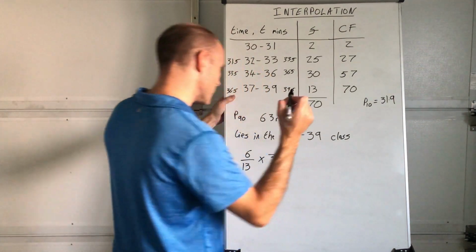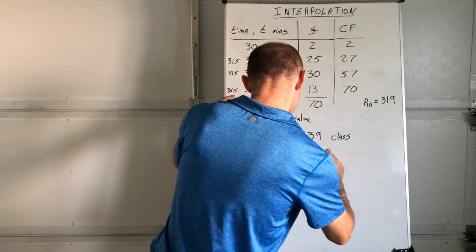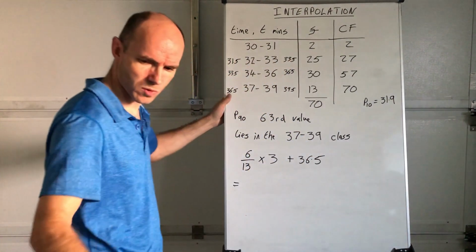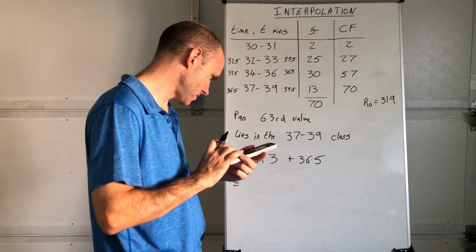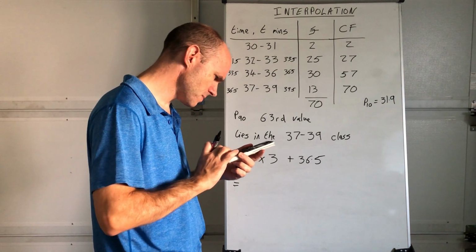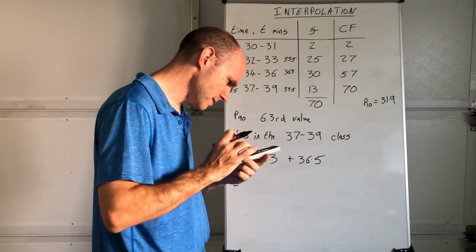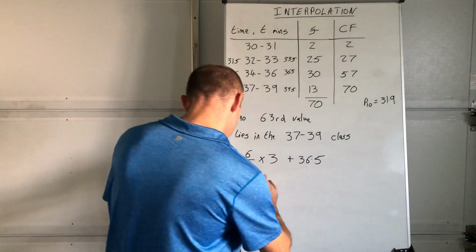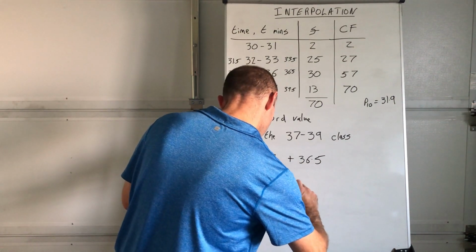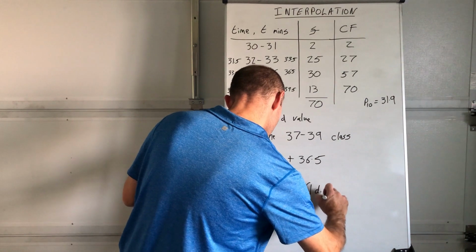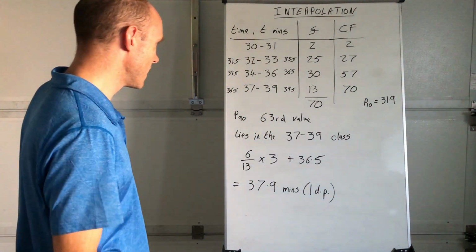So multiply it by 3. And then add on what? Add on that value that I just wrote down, 36.5. And we will use a calculator for this one. Don't fancy doing that one in my head. So 6 divided by 13 times by 3, add to 36.5, and there we go, 37 point, I'm going to round that to 0.9. Let's check the units there, minutes, it's 1 decimal place, 37.9, okay, that's that.